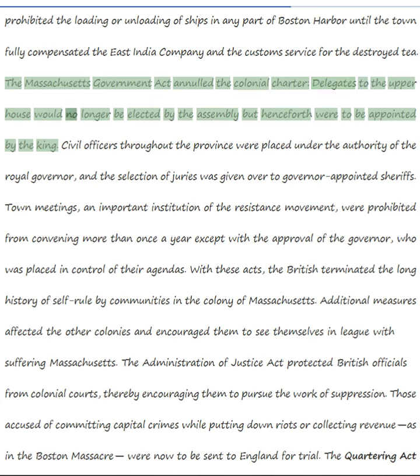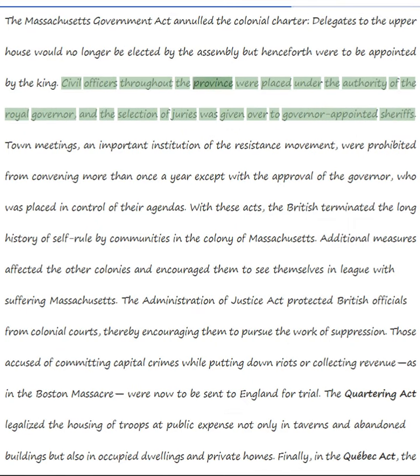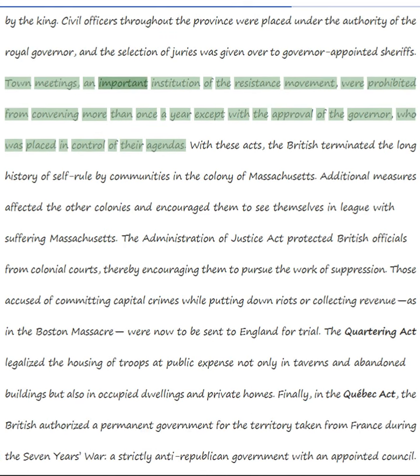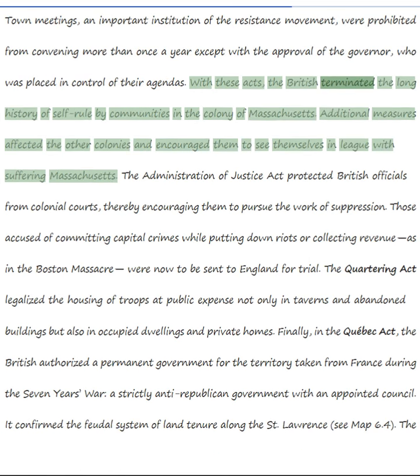Delegates to the upper house would no longer be elected by the Assembly but henceforth were to be appointed by the king. Civil officers throughout the province were placed under the authority of the royal governor, and the selection of juries was given over to governor-appointed sheriffs. Town meetings, an important institution of the resistance movement, were prohibited from convening more than once a year except with the approval of the governor, who was placed in control of their agendas. With these acts, the British terminated the long history of self-rule by communities in the colony of Massachusetts.